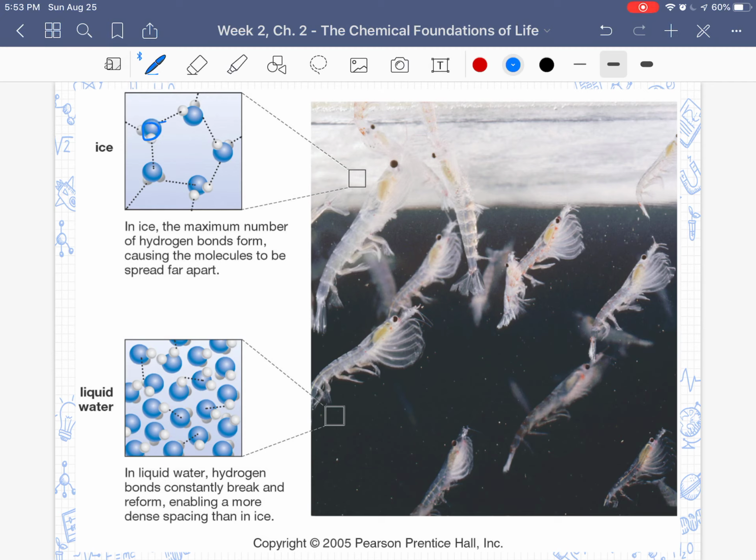So this is the water molecules. You can see how they're being held apart and forming what's called a crystalline structure, or a crystal, as opposed to a liquid water molecule that is constantly forming and reforming those hydrogen bonds, so the molecules are able to move past each other. Since it's less dense, it's going to float.